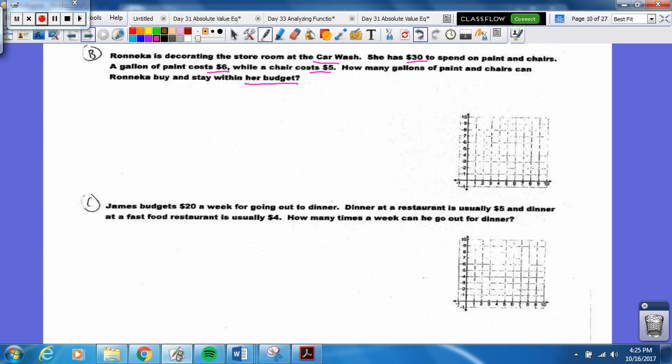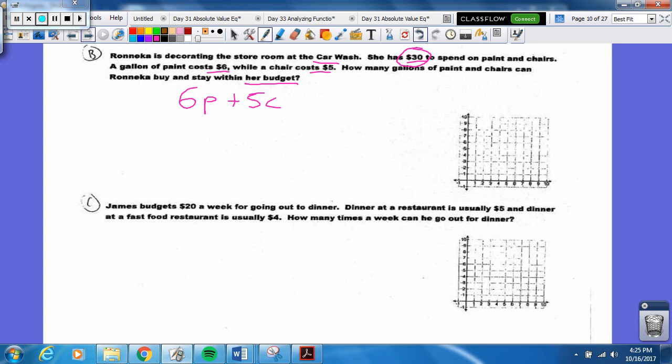All right. So, same kind of thing. So, paint costs 6 bucks. We'll say 6p. Plus 5 for a chair. Now, I have to stay within a budget. Can I go above my budget?